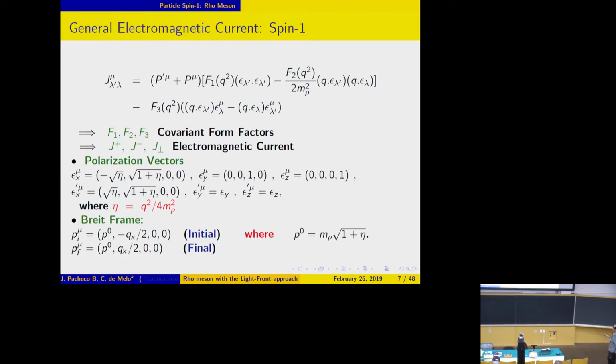Okay, now I go to spin 1. For spin 1, you have 3 covariant form factors. And with the polarization, this is the more general formula you can use to calculate your electromagnetic current. Then I show this polarization here. You can choose any polarization you have. I show the Breit frame because the calculation is simpler. And I calculate only G plus here. I have a preliminary result for G minus, but not yet finished.